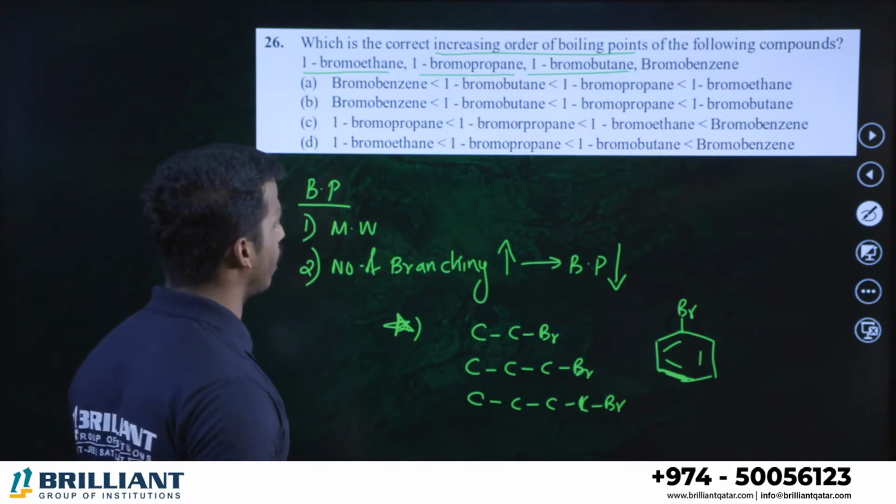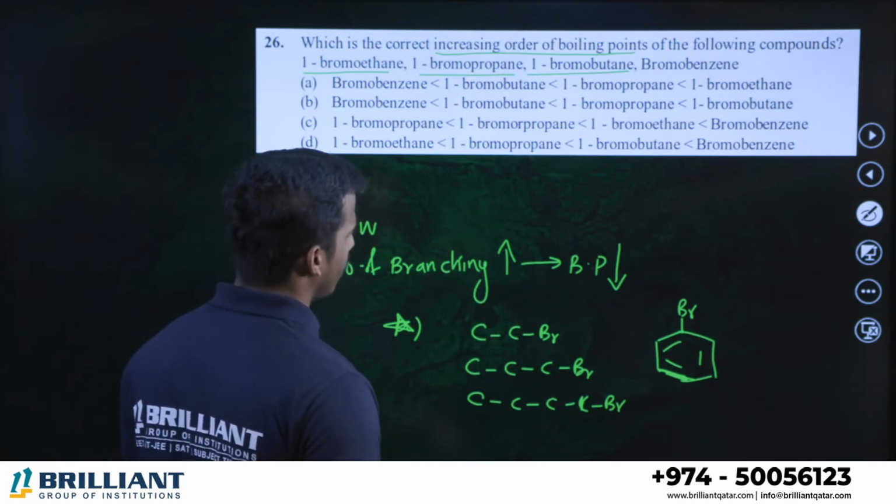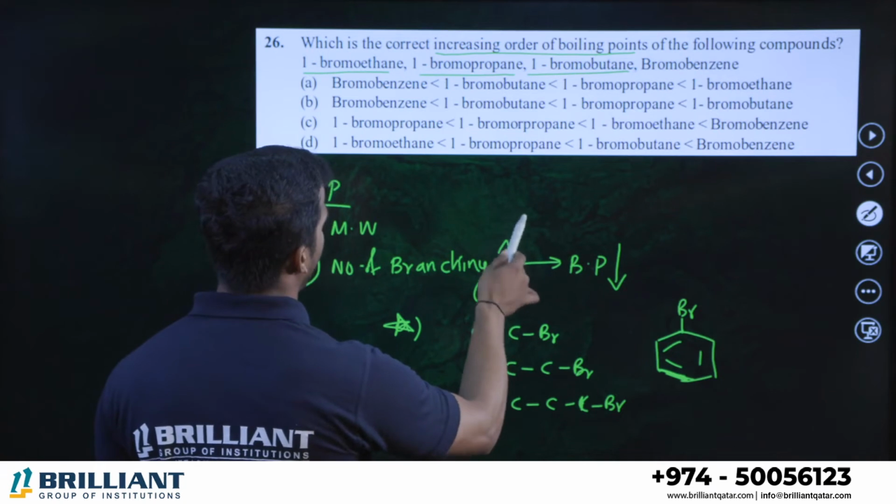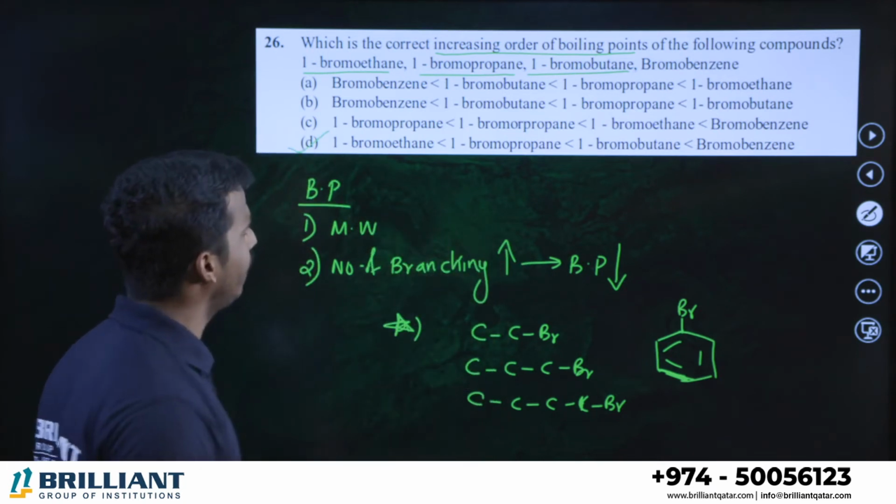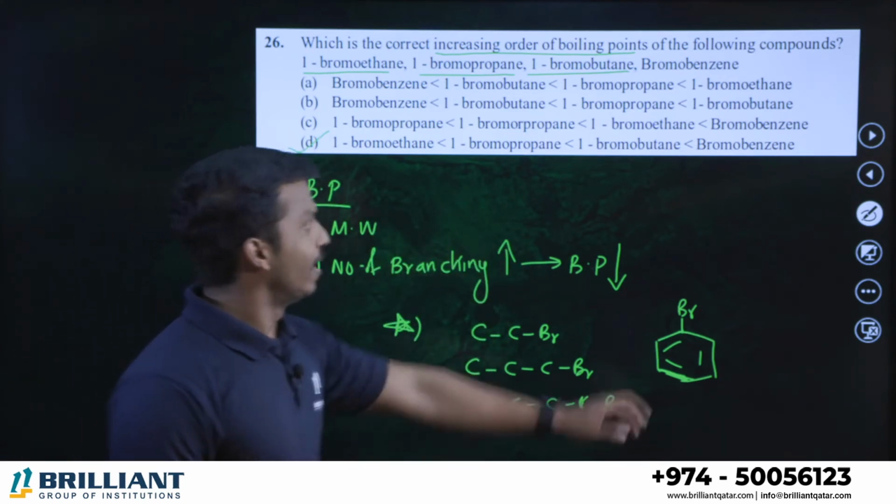So your answer is which one? First bromobenzene, then butane, then propane, then ethane. Shall we go with option D? Yes. Alright. Next simple question.